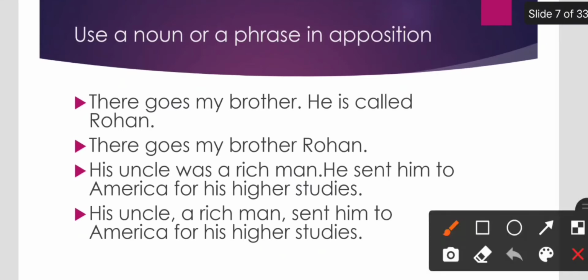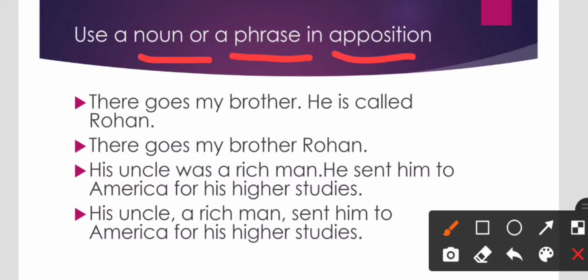Next way is to use a noun or a noun phrase in apposition. When two nouns are put together, side by side, the second noun refers to or describes the first noun. This is known as noun in apposition. There goes my brother, he is called Rohan. So, my brother, Rohan, they are two nouns and we will put them side by side. There goes my brother, Rohan. So this is our simple sentence. Two nouns are put together. Rohan is the second noun and it is referring to brother.